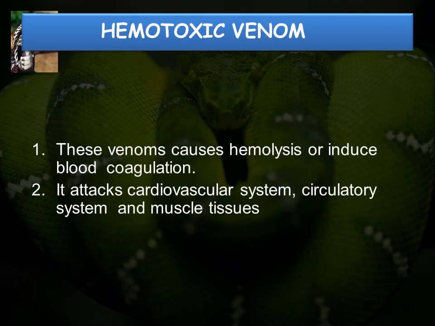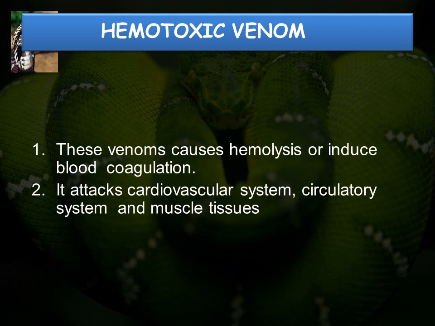The last of these types of venom is the hemotoxic venom. This hemotoxic venom usually causes hemolysis or induces blood coagulation, as it is written here. If we just remember our old studies, we know that the process of blood coagulation usually occurs in two pathways. One is called the classical pathway, and the other is known as the alternate pathway.